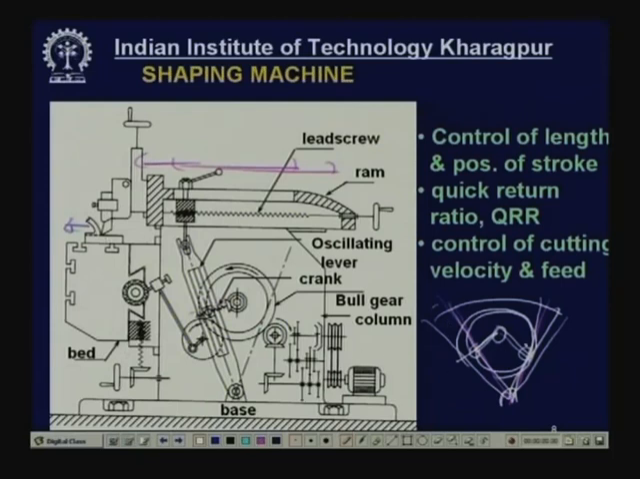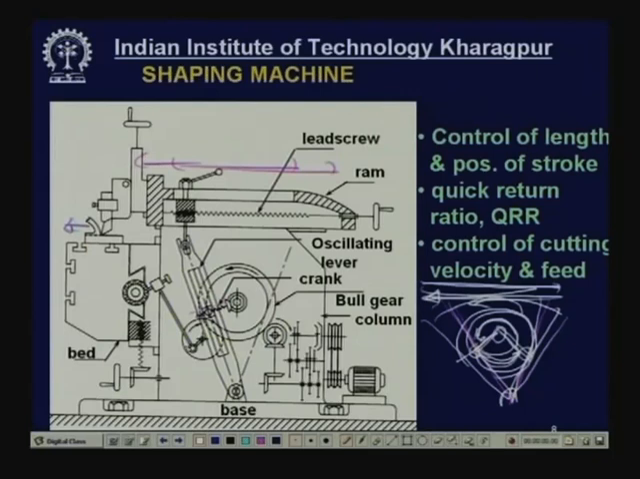Now, one thing to be noted: suppose it is rotating in this direction. From here to here, the crank moves at a constant speed, the cutting tool moves forward, that is the cutting stroke. And when it moves from this point to this point over a smaller angle, then the tool goes back. This is called the return stroke. This angle is smaller than this angle, so this return will be much faster.